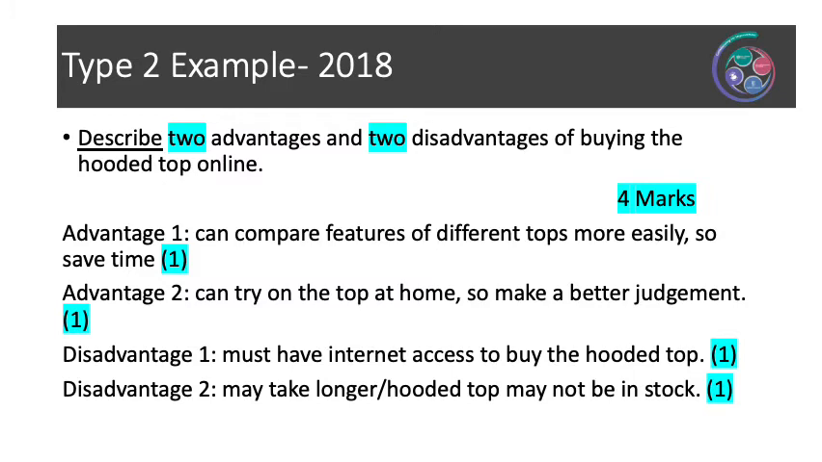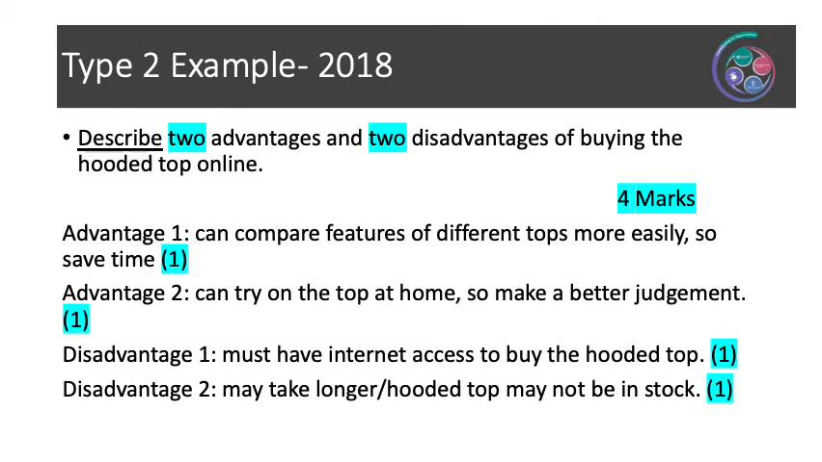So from this question, we can see that the command word is describe. It is saying 2 advantages and 2 disadvantages, and it is worth 4 marks overall. So it's clear to work out where the marks are being gained. 2 marks available for advantages and 2 marks available for disadvantages. You will not receive an extra mark, for example, if you came up with 3 advantages. You can only get a maximum of 2 marks for 2 advantages and a maximum of 2 marks for 2 disadvantages.